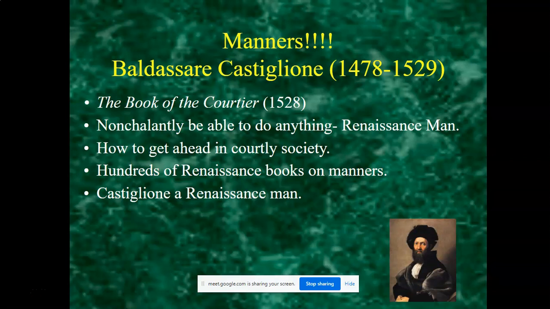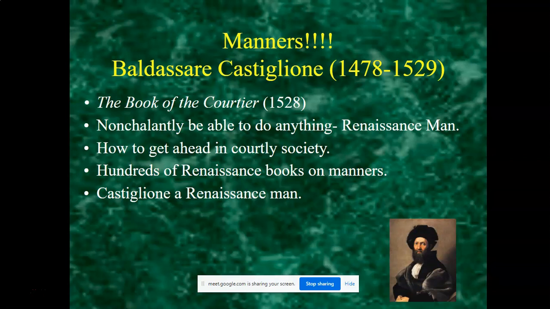So what makes a good courtier? A person who hangs around with the people who run a town. Men, women, and so on. What makes a good courtier? He says that the perfect courtier, or really the perfect Renaissance man, is able to nonchalantly do anything and everything. They're just multi-talents. They do everything, and they make it look effortless.